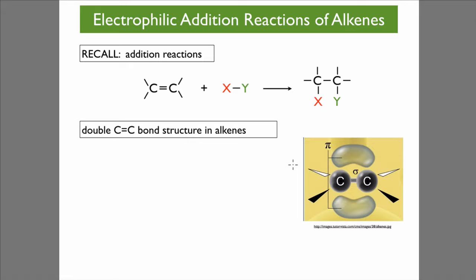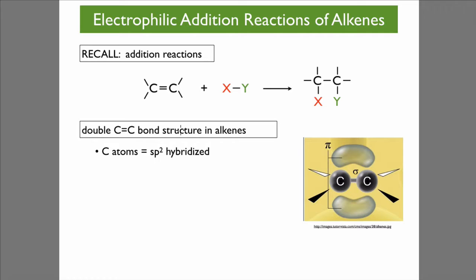So, addition reactions. Addition reactions are very straightforward. It is where you have a molecule just adding to another molecule. You can see you have two here, and the X-Y molecule is just adding on to the ethene.